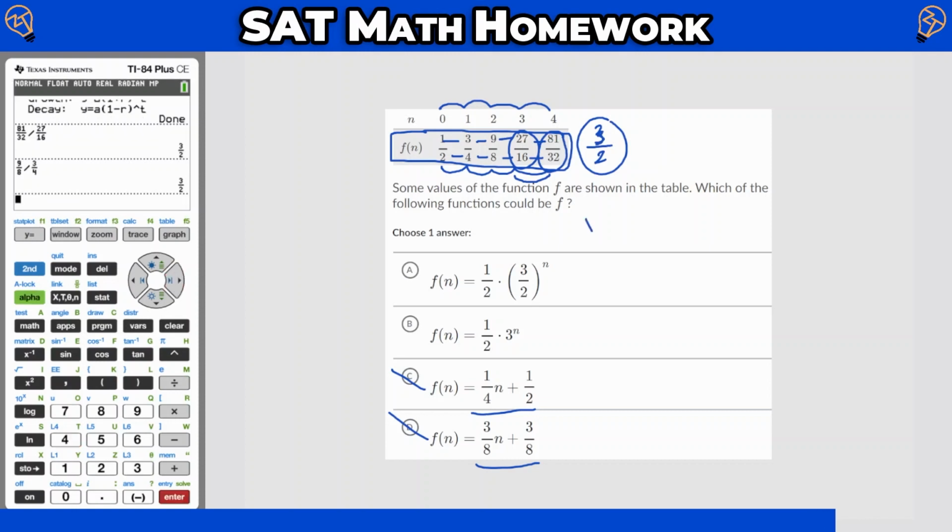And since the form was a times b to the x, the 3 halves is what should be raised to the x, or to the n in this case, making A the correct answer. In case you're curious why the 1/2 is there, the y-intercept occurs when x or n is 0, and that's why you get 1/2 for the y-intercept. But because the ratio was 3 halves, the answer is A.